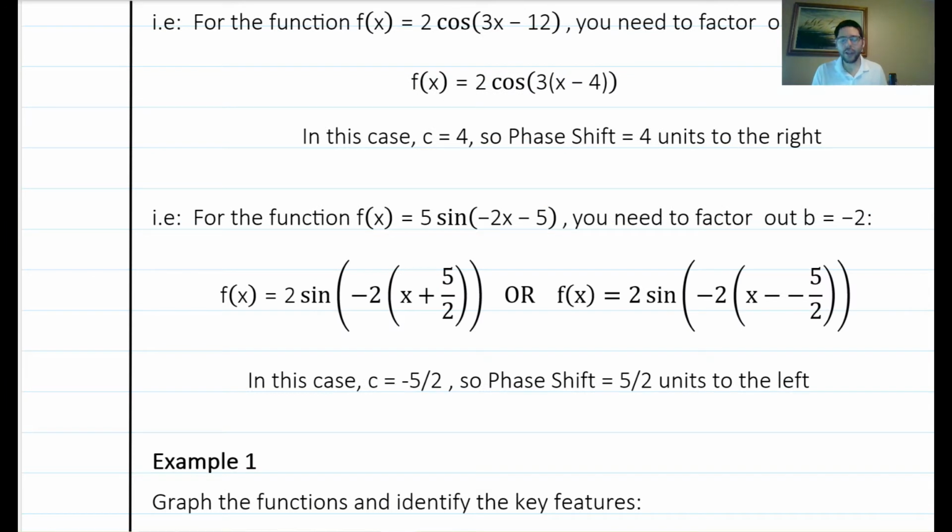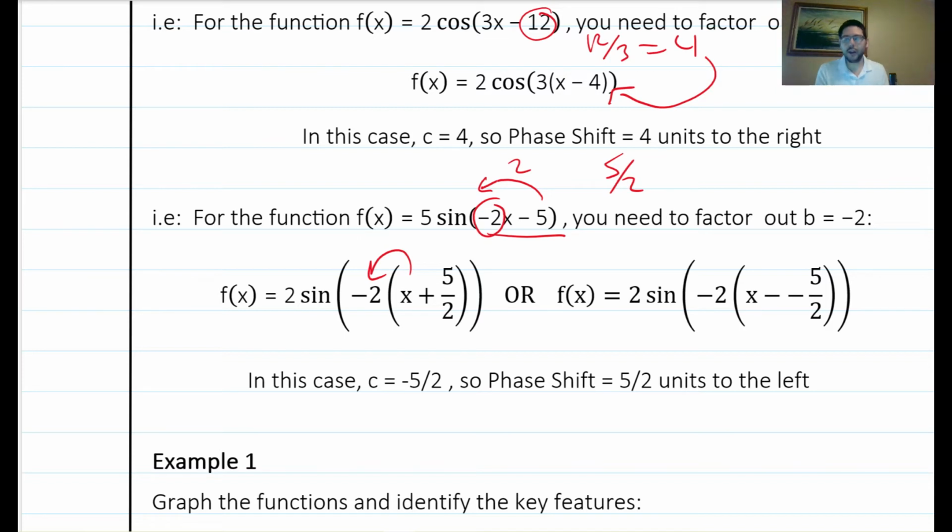Let's look at another one. So let's say we had negative 2x minus 5. This time we have to pull out the negative 2. In that case, how do we pull out a negative 2 from 5? Well, all you have to do is take 5 divided by 2. Just like when we pull out a 3 from 12, we really did 12 divided by 3, and that's how we got 4. Same thing here. In order to pull a 2 from a 5, we just do 5 divided by 2.